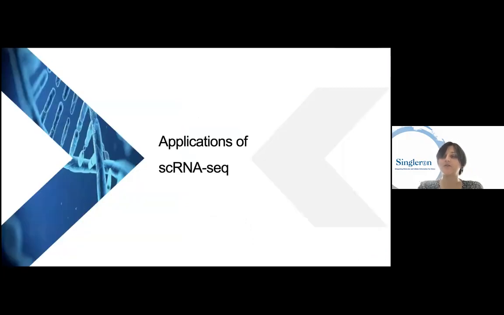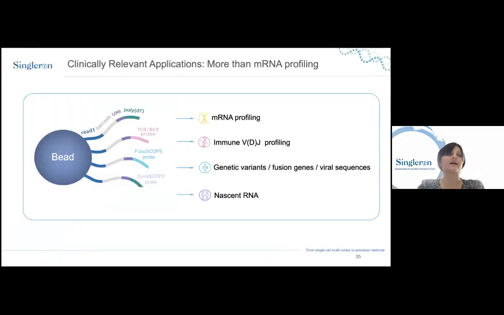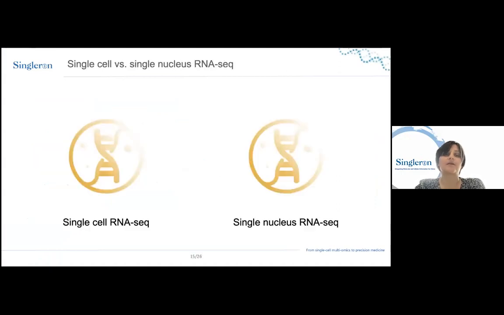So let me briefly talk about the applications of the single-cell RNA-seq that might be relevant for clinics, but not only. We offer basically 4 different approaches of what you can do with our products. So first of all would be mRNA profiling. We offer single-cell RNA sequencing as well as single nucleus RNA sequencing. For the majority of samples, we recommend single-cell RNA-seq simply because you have more material and more mRNA in the single cells than you have in the nuclei.